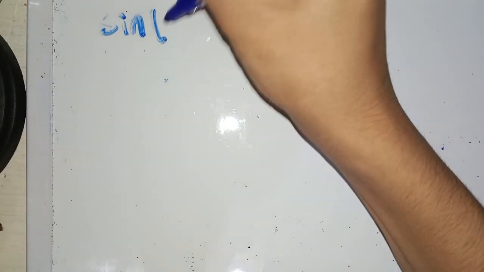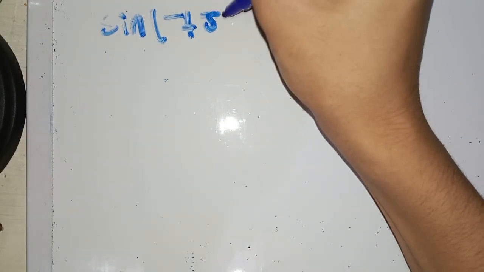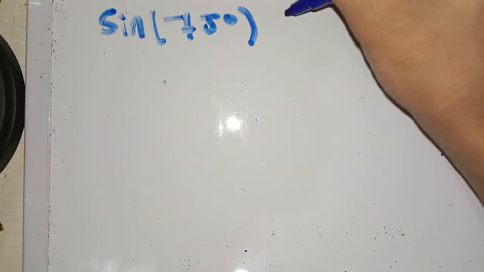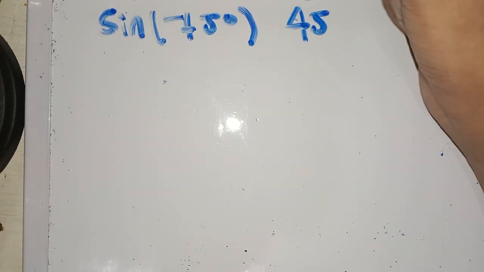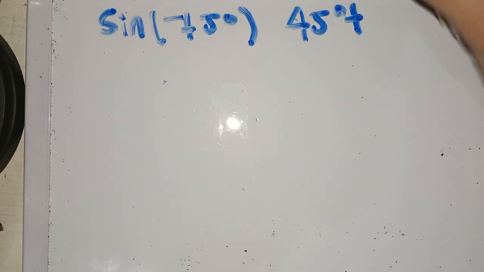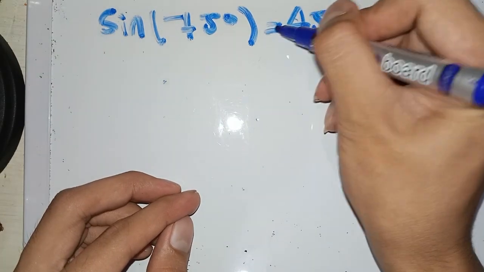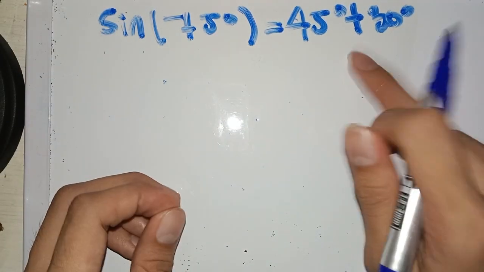Now, let's start with the sine. We need to evaluate sine 75 degrees. So we need to find numbers that add up to 75, and that is 45 degrees plus 30 degrees. So sine 75 degrees is equal to sine of 45 degrees plus 30.